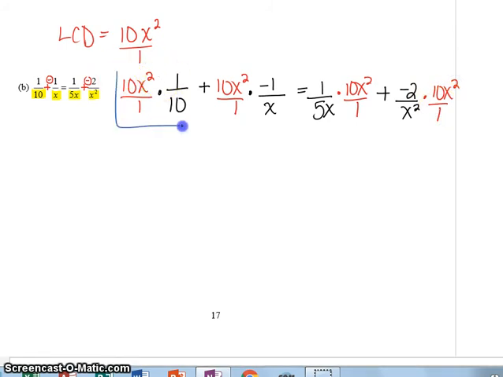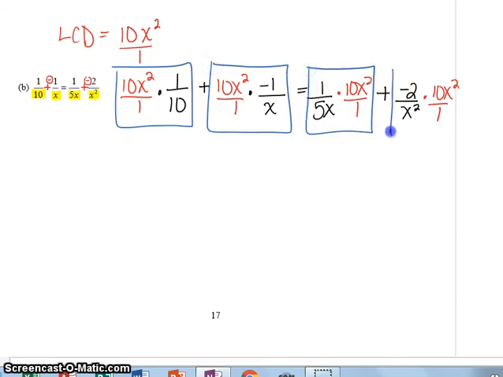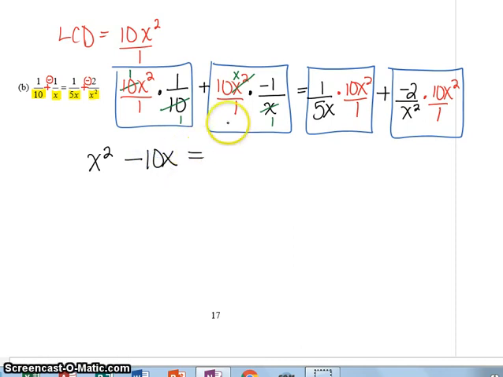So we have 1, 2, 3, 4 blue boxes to reduce. Okay? If you do it right, all the fractions are gone. So the 10s both reduce, leaving behind 1s, and I'm left with just an x squared times a 1, which is just an x squared. Second blue box, x and x squared. Be careful. There's an x left up top. So now I really have 10 times x, which is 10x, times a -1. So 10 times x times -1 would be minus 10x. Okay? Carry down the equal sign right here in the middle.